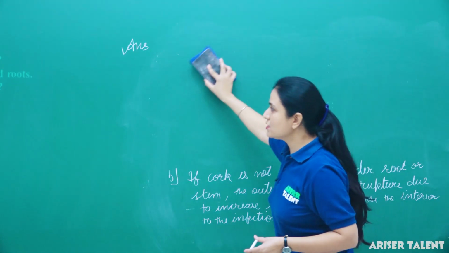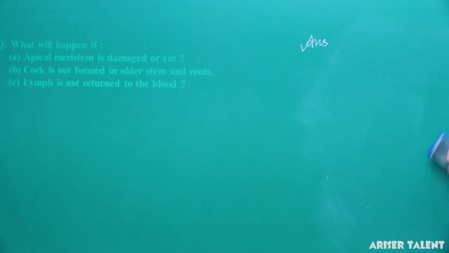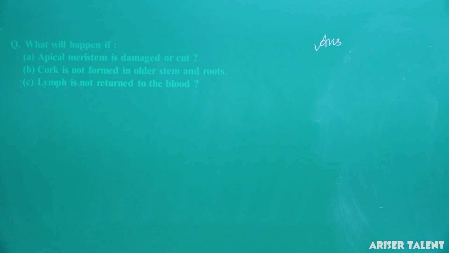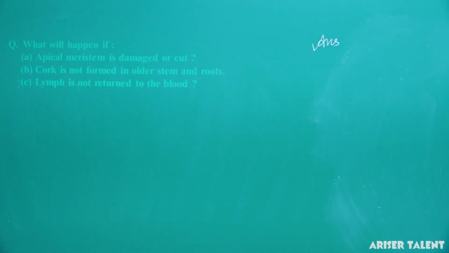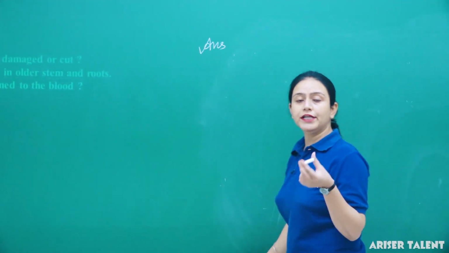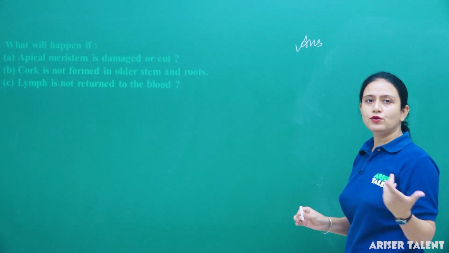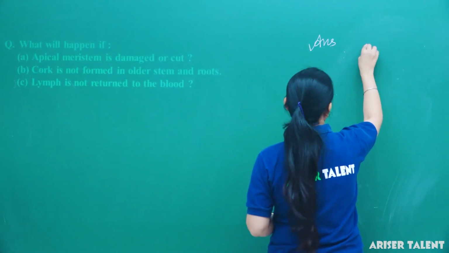Next is, lymph is not returned to the blood. If the lymph is not returned to the blood, then blood volume will decrease and it will cause a retention in the fluid and it will lead to swelling. So here we go with the answer.